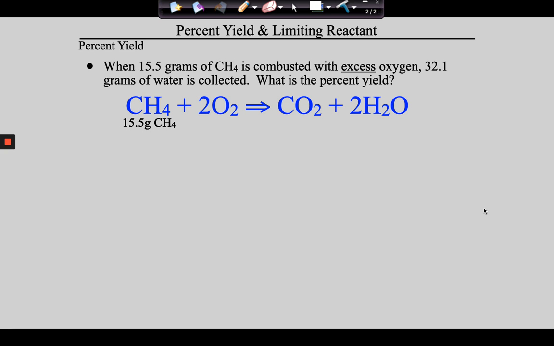Some of you probably see where this is headed. Then, guys, the other one that we need is the 32.1 grams of water. So I'm going to write that down over here. So, guys, fundamentally the question is this: 15.5 grams of Bunsen burner gas, all the oxygen that we need, we collect 32.1 grams of water. How'd we do? That's the question we're answering.